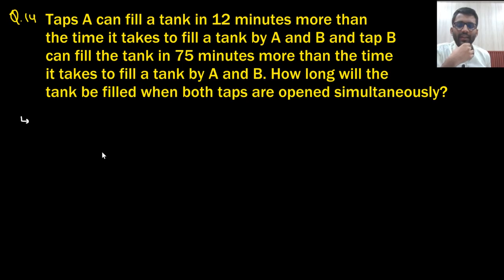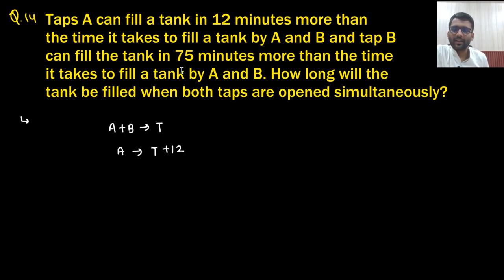Tap A can fill the tank in 12 minutes more than the time it takes to fill the tank by A plus B. If A plus B takes T time, then A will take T plus 12. And tap B can fill the tank in 75 minutes more than the time it takes A and B combined. So B will take T plus 75.